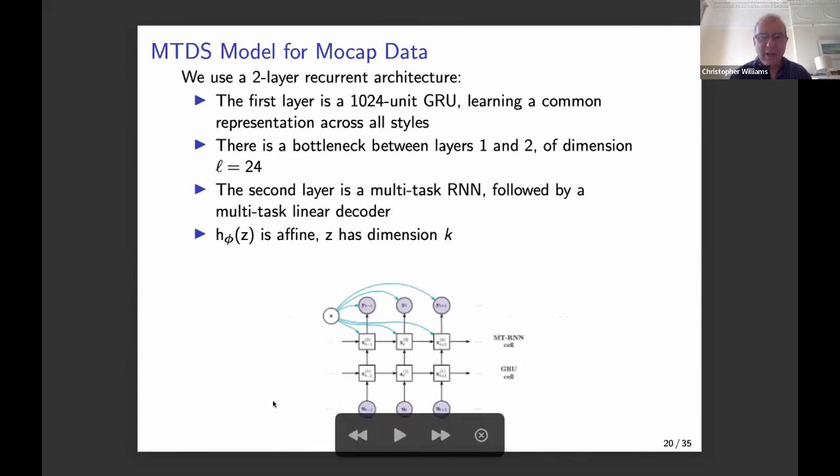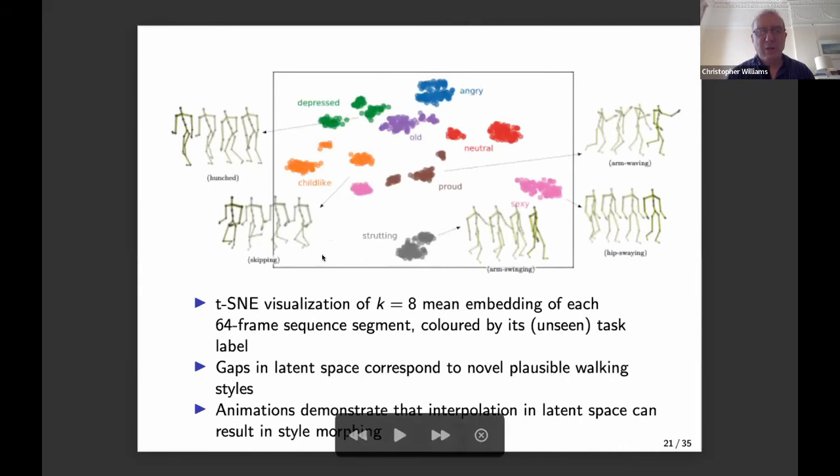The architecture here is to use the control signals to have quite a high state dimension initially, a general purpose gated recurrent unit with 1024 units, and then a bottleneck between that general purpose GRU and a customized multitask recurrent neural network. This bottleneck is to a dimension of 24. So we're having a linear transformation, but with a bottleneck in there, a low rank transformation. And in this customization, the H sub phi of Z is affine, and we'll call the dimension of Z K.